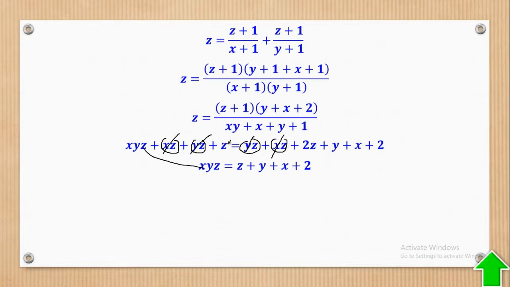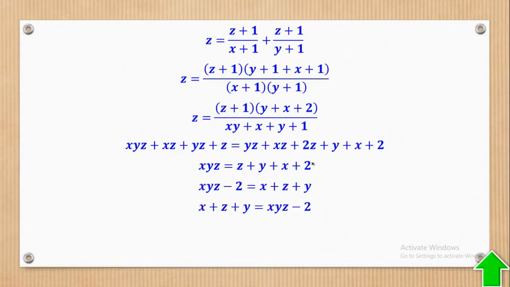Then now this z going this side, there was a 2z here, so 2z minus z gives you 1z, which is here. Then this y is here, this x is here, and this 2 is there. So next is to rearrange the given expression, and that will be the required proof.